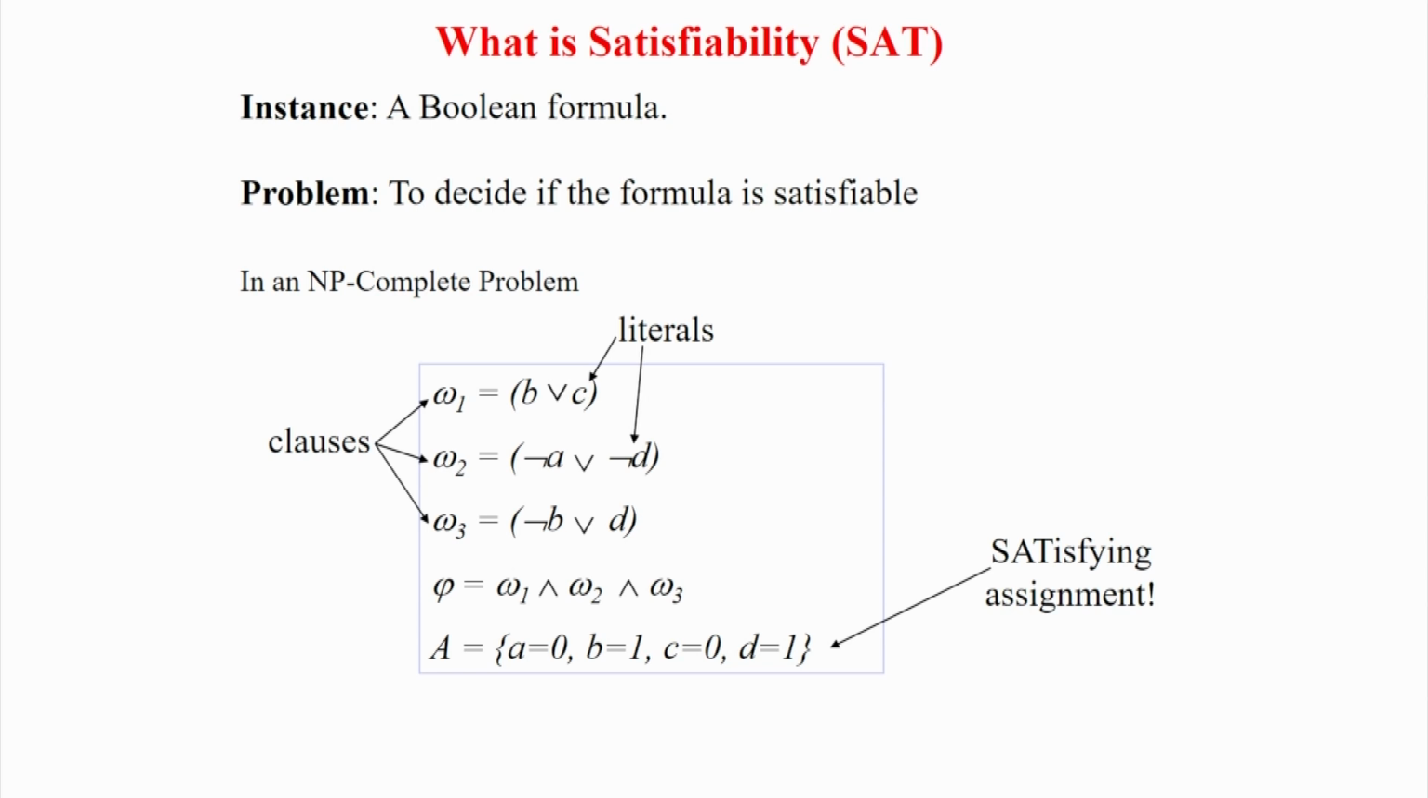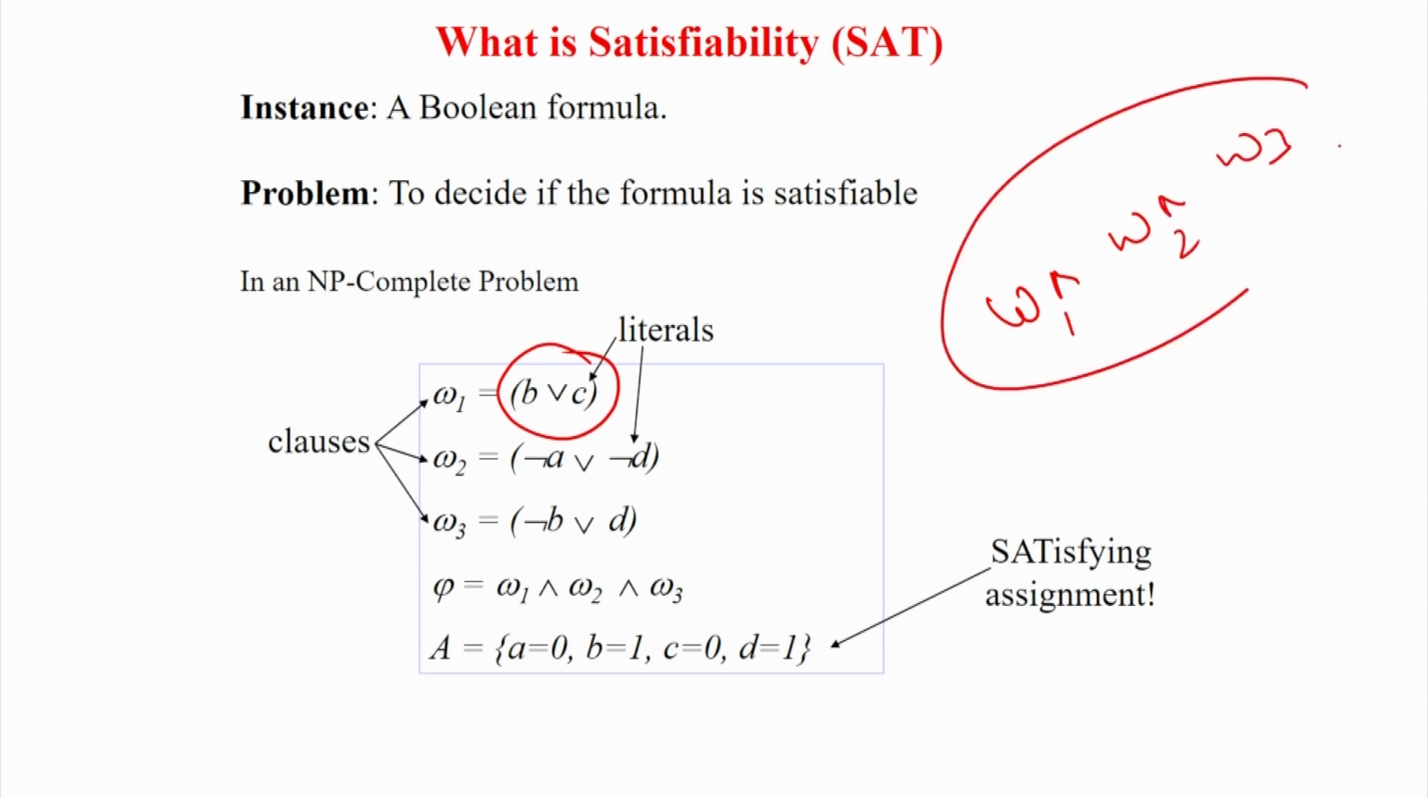Whenever we talk in terms of SAT, we generally put it in a normal form, the CNF form. In CNF form we have some clauses like omega 1, omega 2, omega 3. In each omega you have some variables, which we call literals, like B or C, not A and not D, not B and not D. And all these clauses have an AND relation between them.